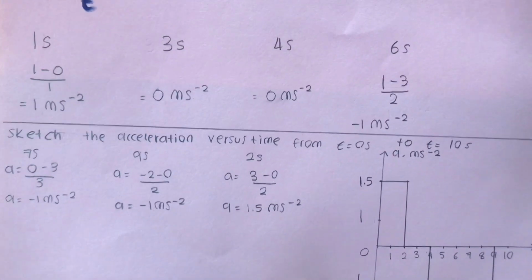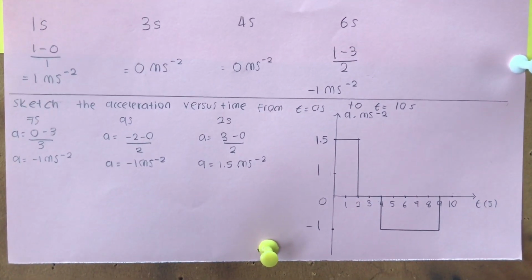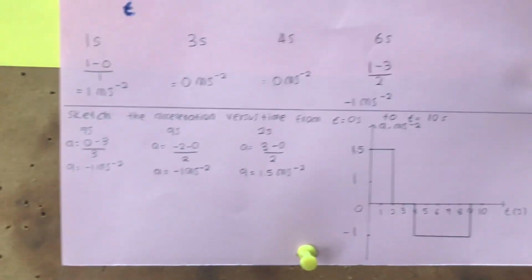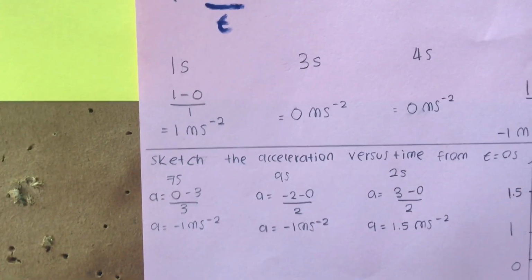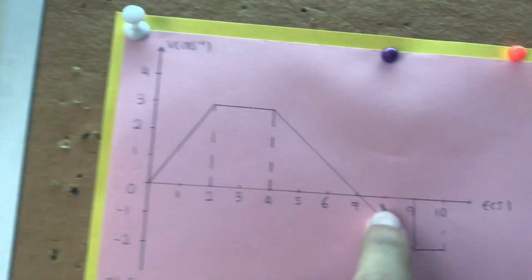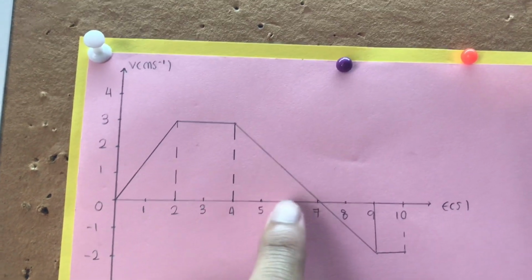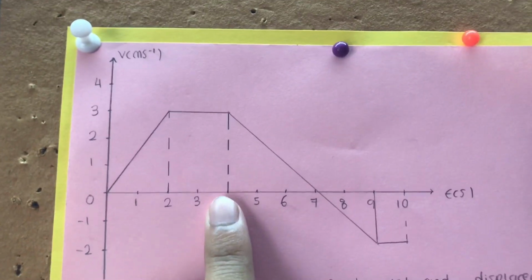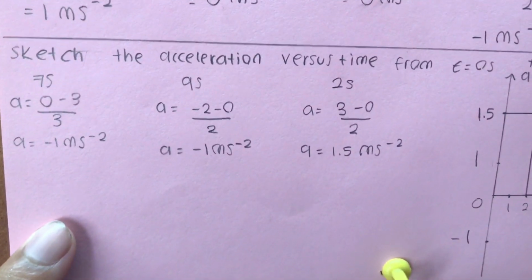And for the next question, we sketch the acceleration versus time from t equal to 0 second to t equal to 10 second. For 7 second, we need to find a equal to (0 minus 3)/3. The initial velocity is 3 and the final is 0, so (0 - 3) divided by 3. So we get the answer a equal to -1 ms to the power of -2.